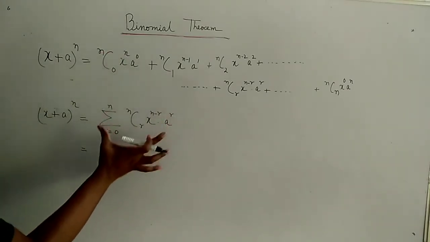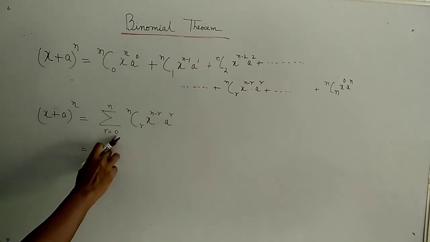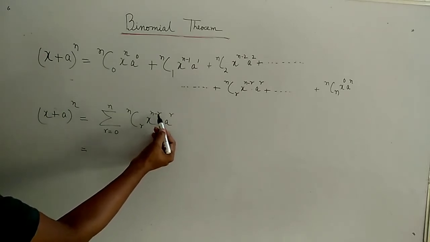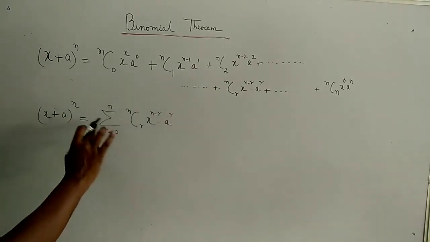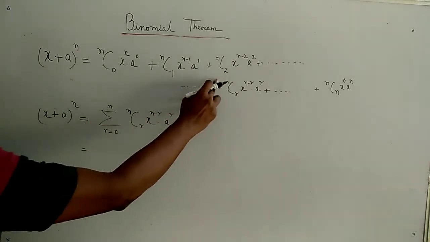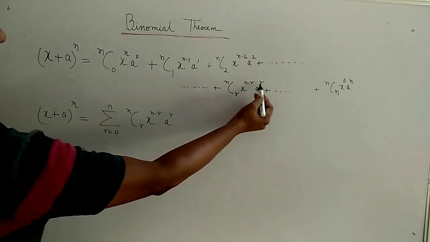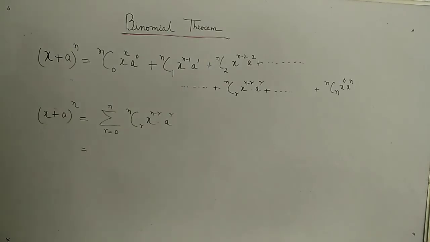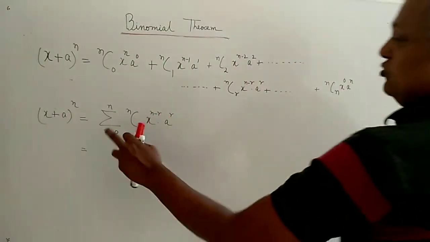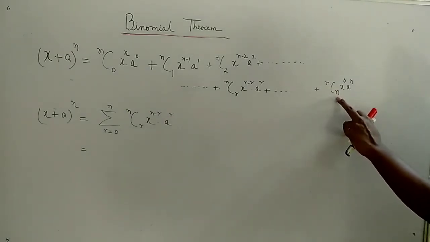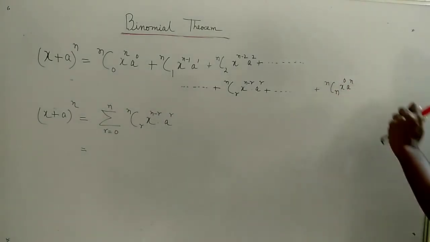Now sum means plus. Then you write r as 1. So nC1, x to the power n minus 1, a to the power 1. Then you directly write r, then you get nCr, x to the power n minus r, and a to the power r. And then finally, if you go to the final term, that is r is n, then you get nCn, x to the power 0, a to the power n.